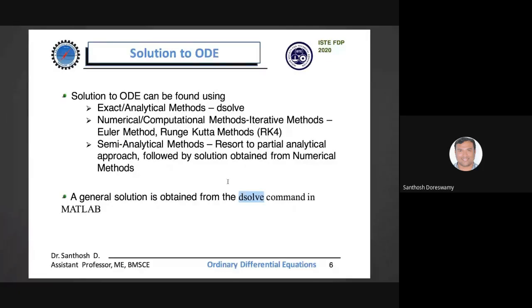There is a command known as ODE, and there is a class of differential equation solvers by that name. If I say ODE45, it will use the Runge-Kutta fourth order and fifth order methods in conjunction to solve your ordinary differential equation by an iterative method. We will also discuss some of the problems using ODE45.